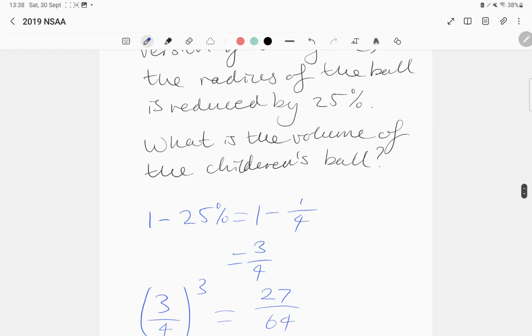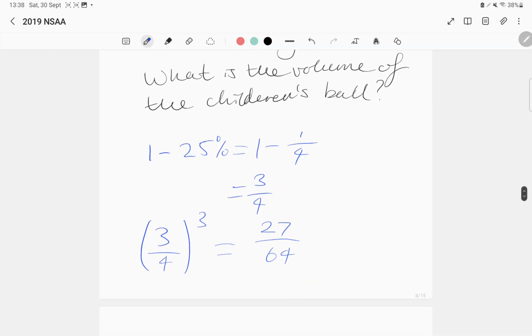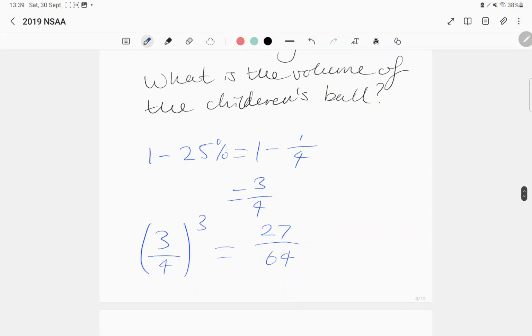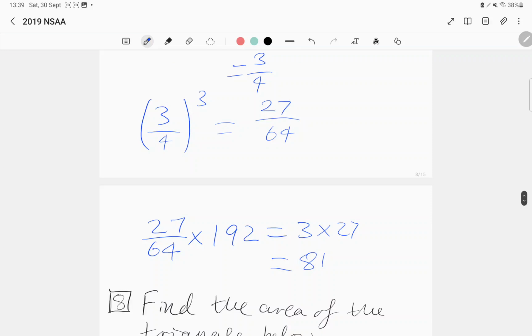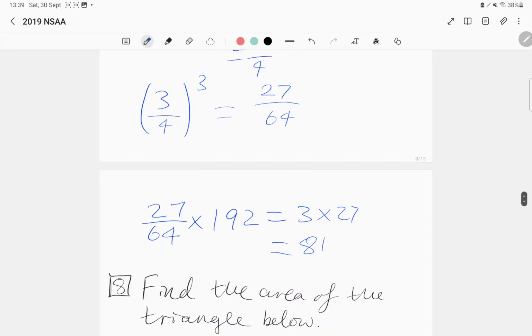Well, we have 1 minus 25% equals 1 minus a quarter equals 3 quarters. 3 quarters cubed for volume is 27 over 64. 27 over 64 times 192 is 3 times 27, which equals 81.